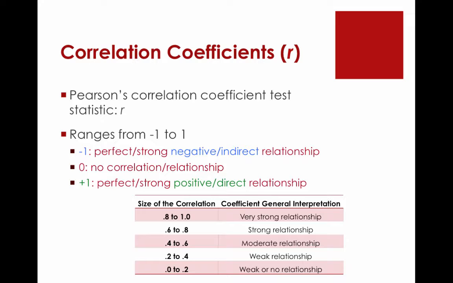But the magnitude of your coefficient, of your little r, indicates the strength. And these are the 5 categories that we use to indicate the strength or the size of the correlation. When we're talking about no relationship, or weak, to moderate, to strong, to very strong. And remember, we can have a moderate direct or a moderate indirect.